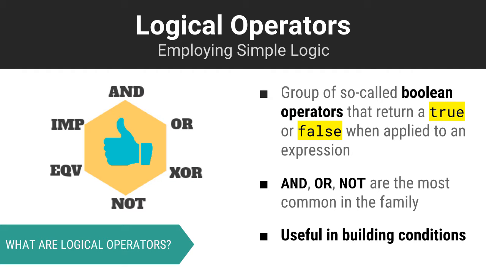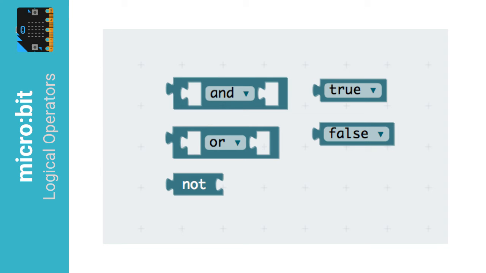In programming, you can normally use one or more logical operators to implement logic checks. And, or, plus not are the most common so-called boolean operators you will be using to build your conditions, and much, much more. Here's a quick look at some of the logical operator blocks you can explore as you continue your microbit adventure.